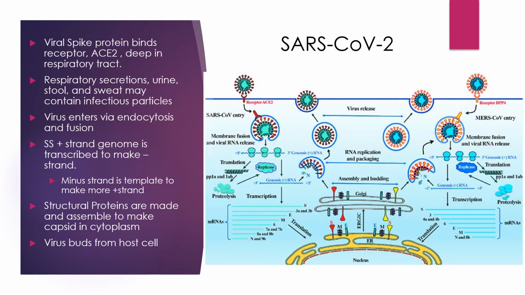Now let's look at the life cycle of SARS-CoV-2, as this is pretty standard for a plus-strand virus. Infection begins when a spike protein on the surface of SARS-CoV-2 binds a receptor on epithelial cells in the body. This receptor is called ACE2, or the angiotensin converting enzyme 2 protein.